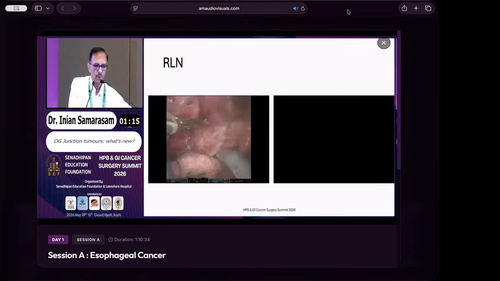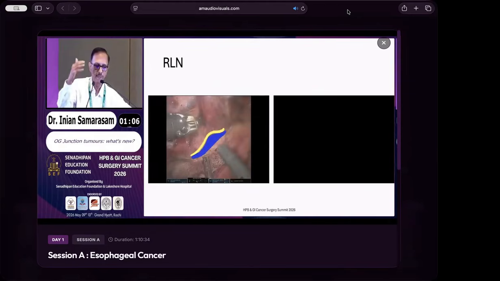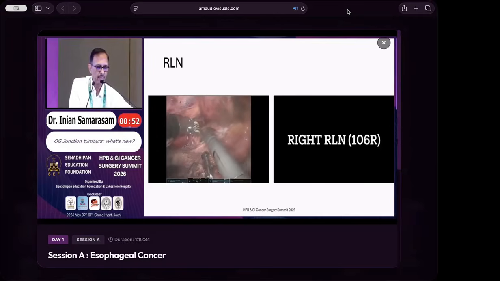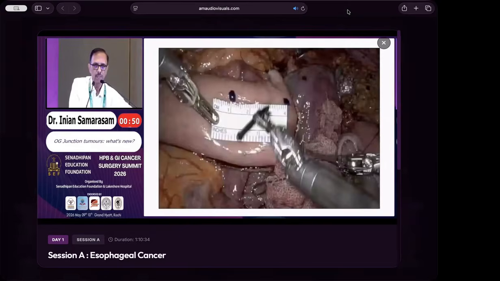So just a few words about the left recurrent laryngeal here. Essentially, you have two groups, the ventral and the dorsal group. It is essential to remove the lymph nodes, as the majority are ventral to the recurrent laryngeal. So removing those is crucial. And of course, for the right recurrent laryngeal, essentially dividing the mediastinal pleura and identifying the nerve.